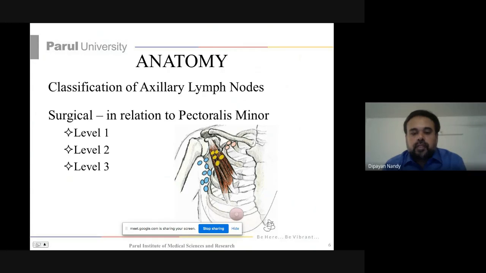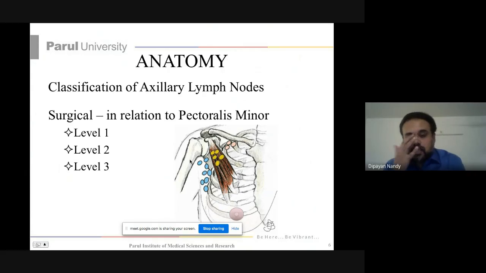So if you can correlate, you will see that more or less the anterior, posterior, and lateral group of lymph nodes are nothing but the level 1 axillary lymph nodes. The central ones, and maybe the apical, are level 2. And mostly the apical, which are also called the infraclavicular ones, are level 3.